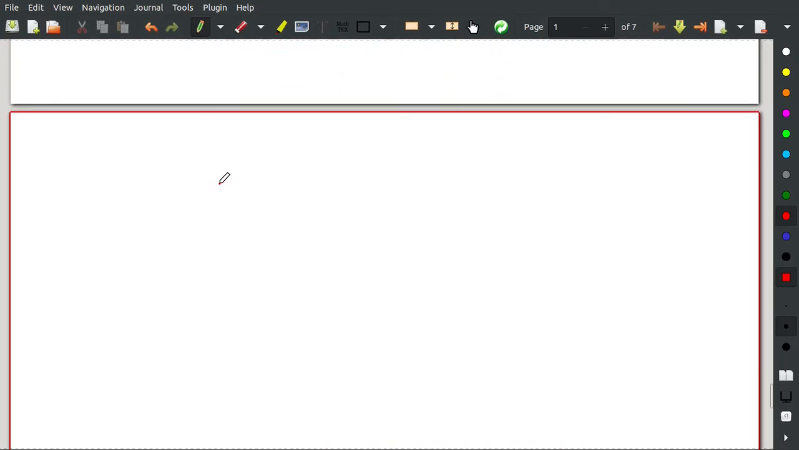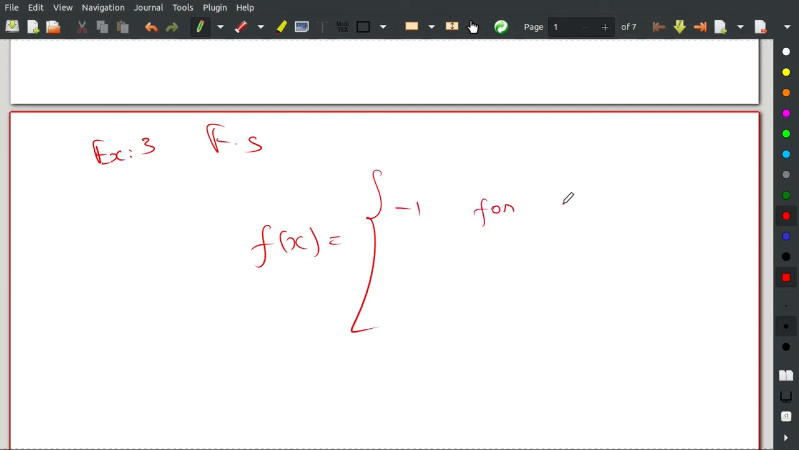Sometimes you will be asked to find the Fourier series where the function is defined in sub-ranges. Let me work out this example so you can understand. Example 3. They asked to find the Fourier series for f of x, which is defined as minus 1 for minus pi less than x less than minus pi by 2, and 0 for minus pi by 2 less than x less than pi by 2, and 1 for pi by 2 less than x less than pi.